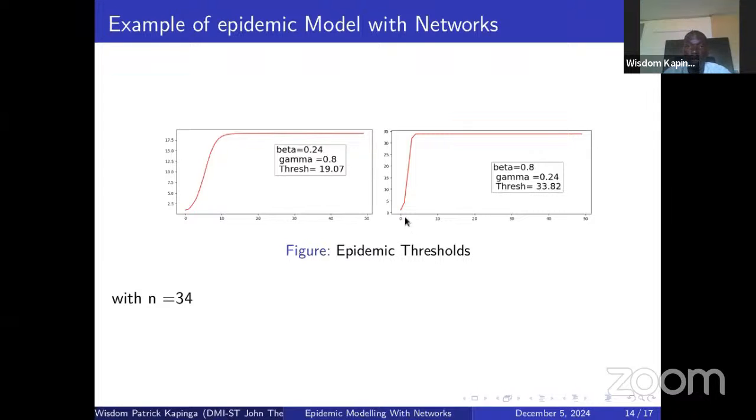This is why you'll see that the epidemic threshold is reached at a high speed. For example, maybe after 5 days or 4 days, everyone got infected. While here, the transmission rate, which is beta, was smaller as compared to the recovery rate, which is gamma. So you see that here the threshold is 19, which means there will be other people who will not get infected, and the threshold will be reached maybe after 10 days, something like that.